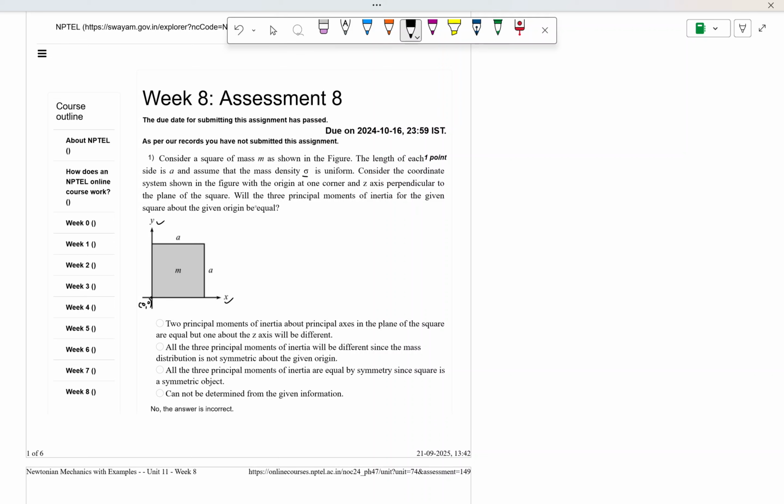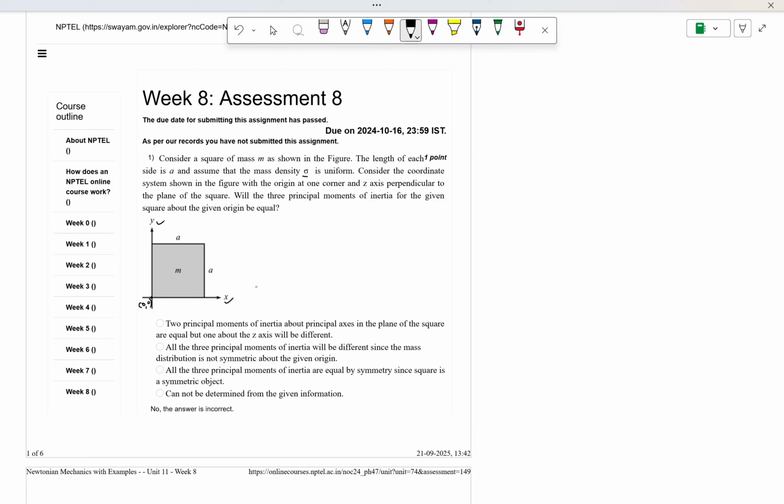Now they are asking whether the three principal moments of inertia for the given square about the given origin will be equal or not. Based on that there are four options given, and you have to choose one. For such a case, first of all, you have to calculate the moment of inertia tensor for such a problem.